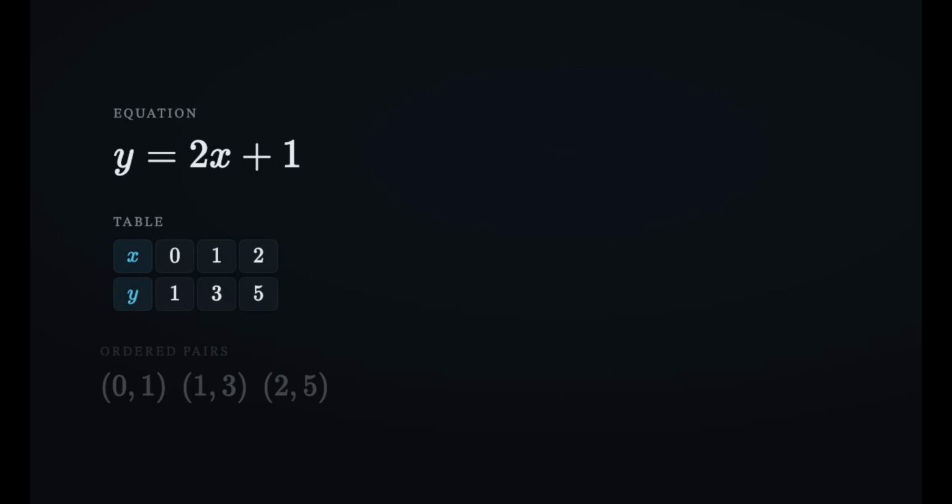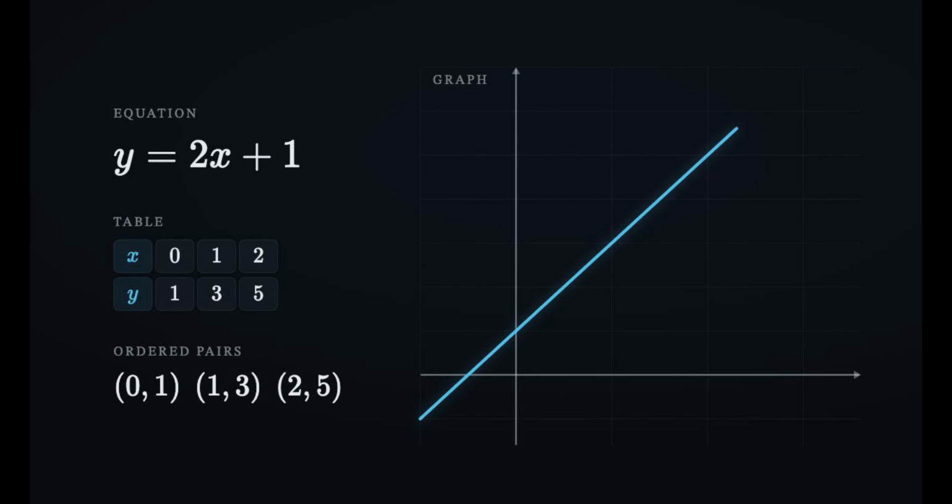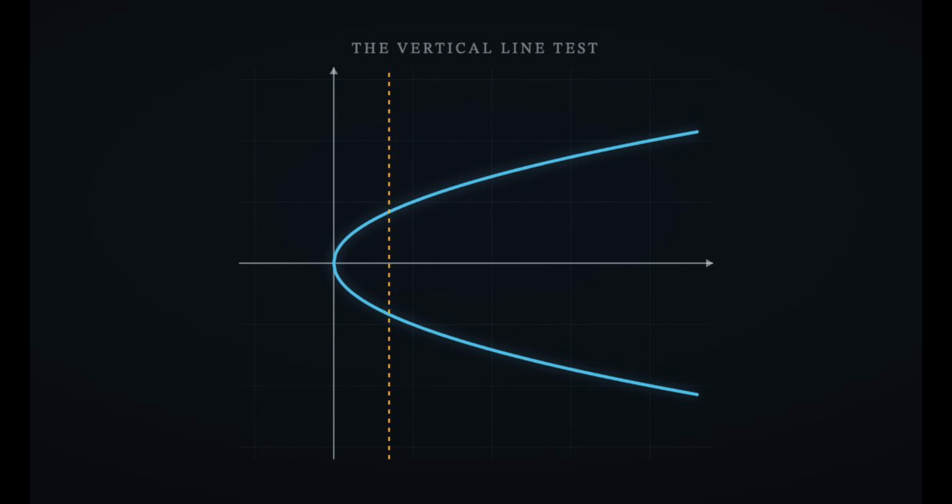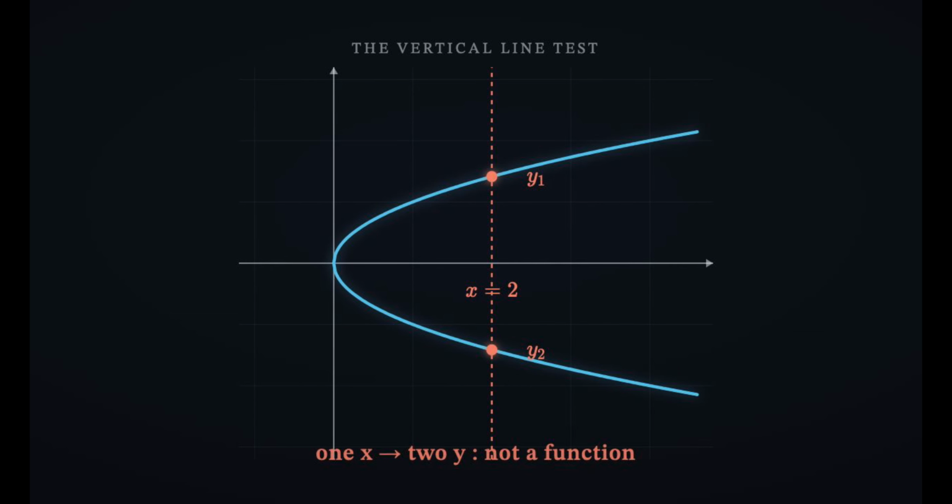A relation is any rule connecting two quantities. It can be written as an equation, a table, ordered pairs, or a graph. A function is a special type of relation where each input gives exactly one output. That is why we use the vertical line test. If a vertical line touches the graph more than once, then one x value has more than one y value, so it is not a function.